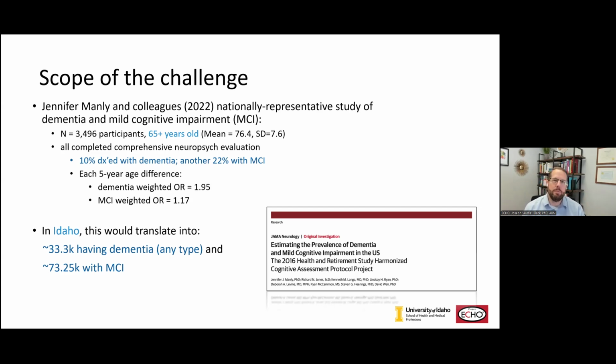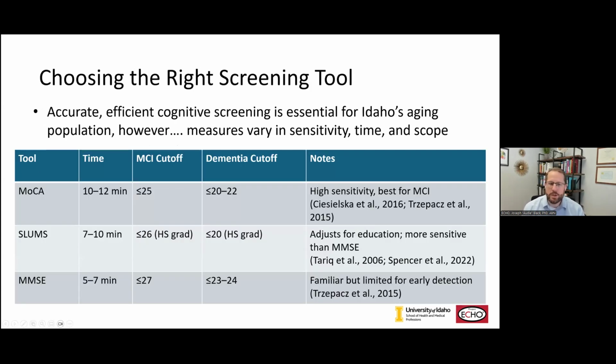When you combine that, we're well over 100,000 of our neighbors and colleagues dealing with some degree of meaningful cognitive change in older age. And this puts enormous pressure on our primary health clinics. Next slide. So we know we have this crushing and increasingly urgent need to identify these individuals.